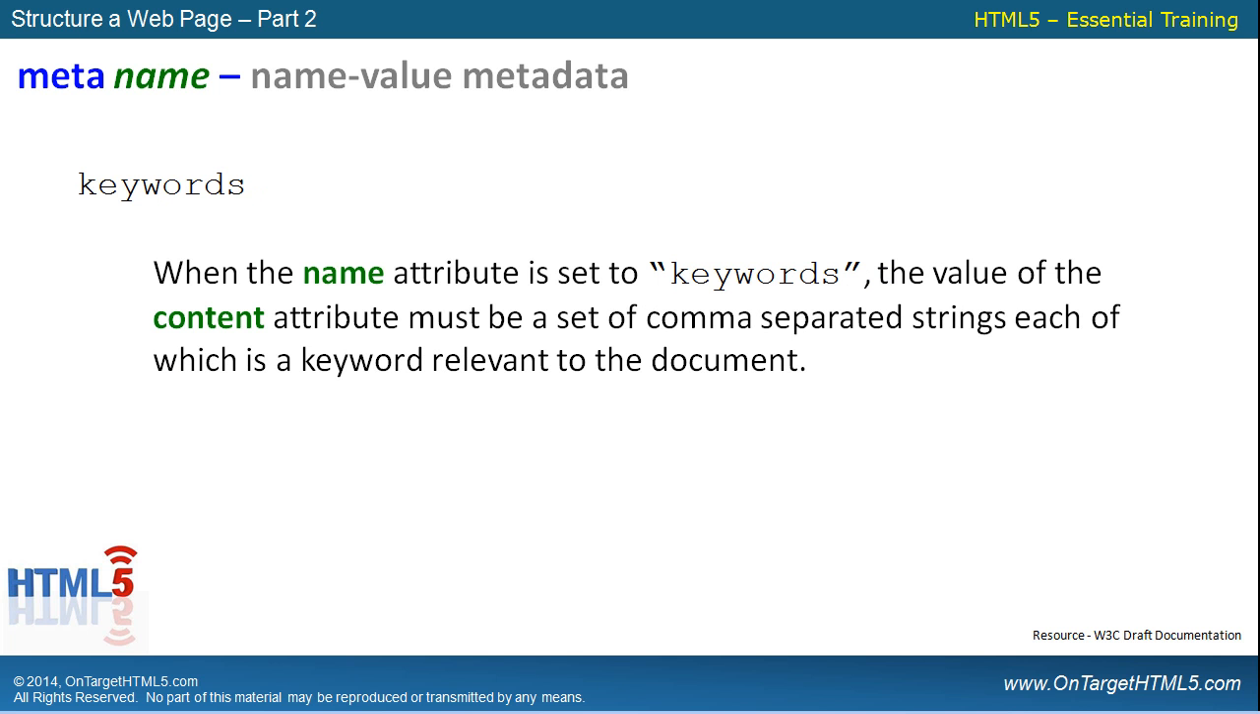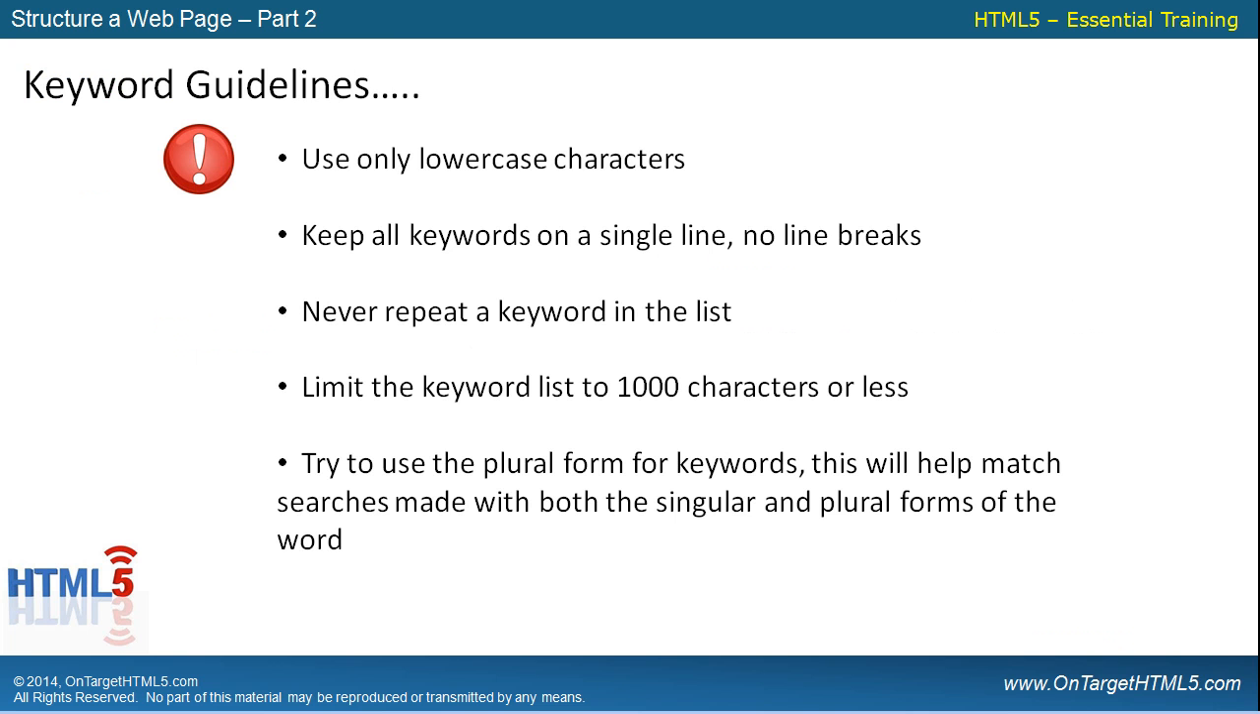Keywords, one I use all the time and one that we will be using in this tutorial. When the name attribute is set to keywords, the value of the content attribute must be a set of comma-separated strings, each of which is a keyword relevant to the document. These are directly picked out by those search engines. The description, the author, and the keywords are picked out by search engines to help prioritize and index this page based on the content of the HTML5 document.